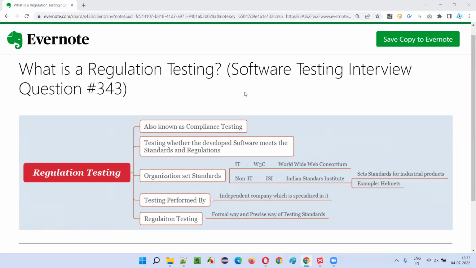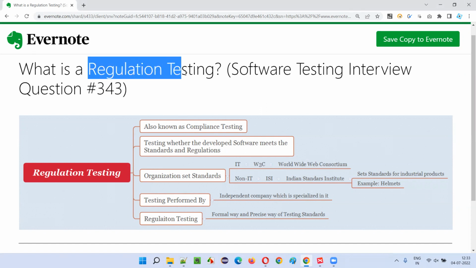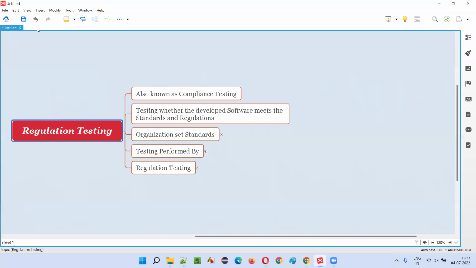In this session, I'm going to answer software testing interview question 343. That is, what is regression testing? Let me answer. So what is regression testing? Regression testing is also known as compliance testing.